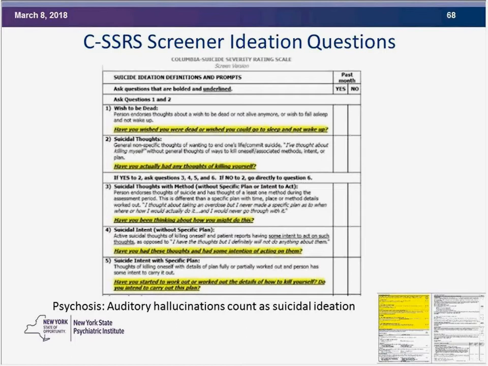Question 3 is, have you been thinking about how you would do this? So do you have a method in mind. Question 4 is, have you had these thoughts and some intention of acting on them? So did you think you were going to do it, or do you plan to do it? Are you going to go through with that? And question 5 is, have you started to work out the details of how to kill yourself? And do you intend to carry out this plan? You can't have a method thought of or intent to act on your thoughts or a plan and intent if you've never had a thought, which is why you can skip 3, 4, and 5 to move more quickly if question 2 is no.